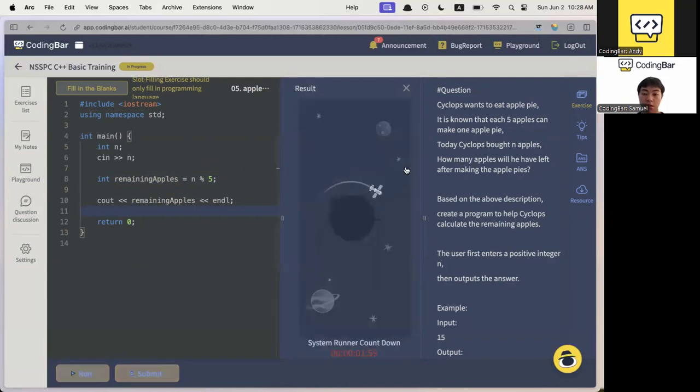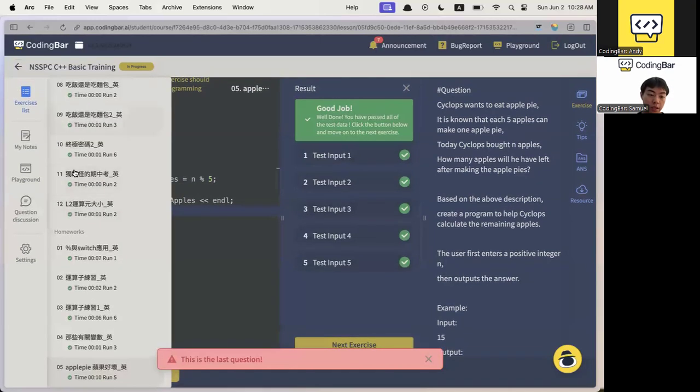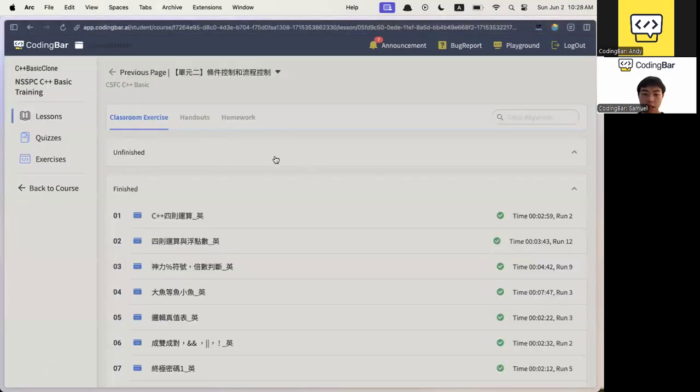Let's submit this. Let me pass. So there is no more exercise. And thus we have covered all the relevant exercises and homeworks for this lecture.